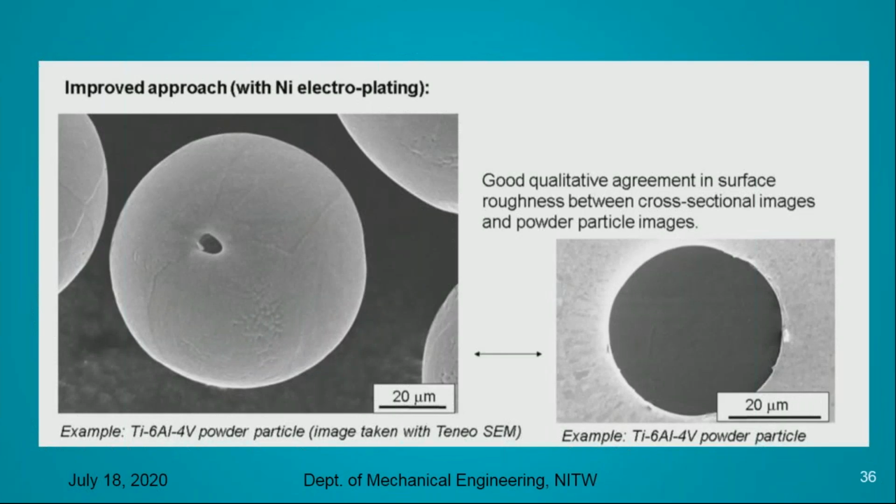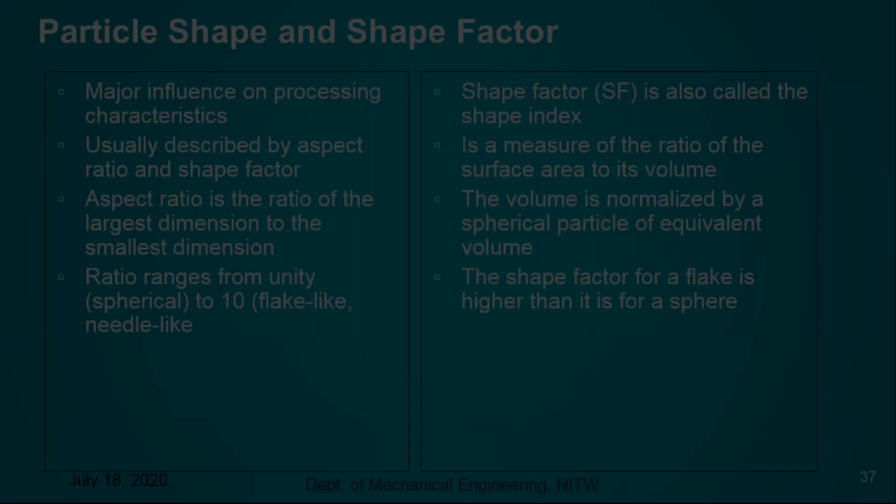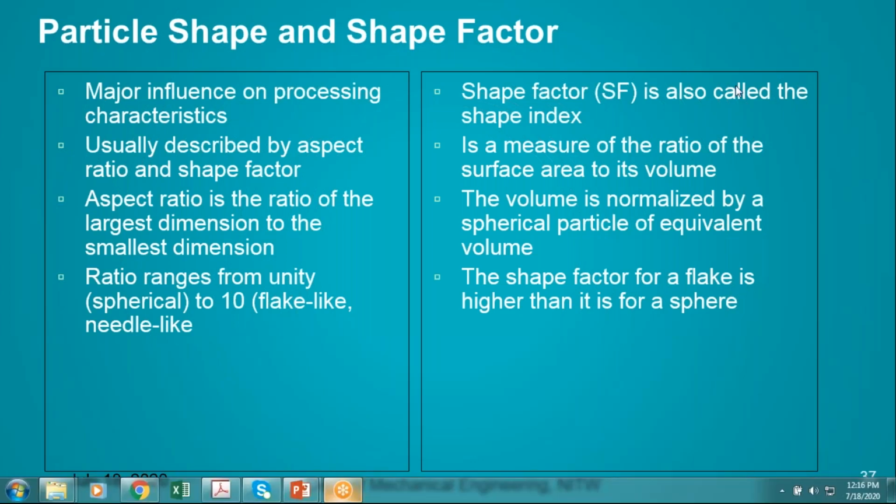And you can see also with the help of the SEM, if there are any porosities existing in these powder particles, that can be analyzed with the help of this scanning electron microscope. And the major difference between the particle shape and the shape factor, whatever shape we are analyzing with the optical microscope or with the electron microscope, the major influence is on the processing characteristics, how the process has been done for the powder production, and it is usually described by the aspect ratio as well as the shape factor.